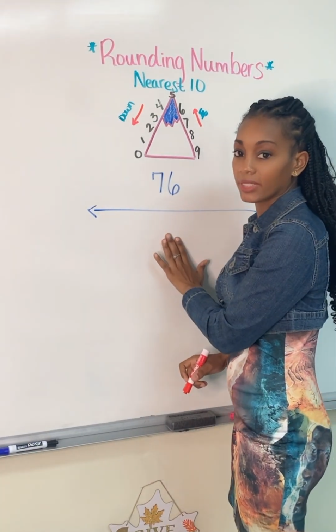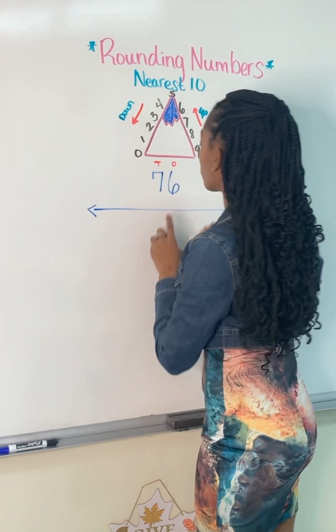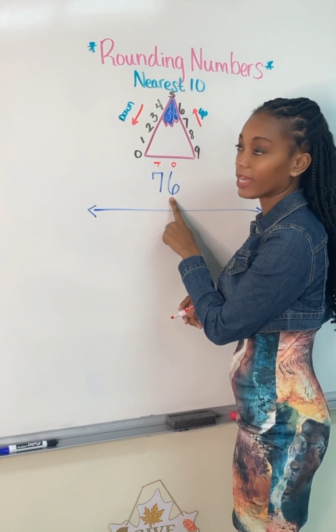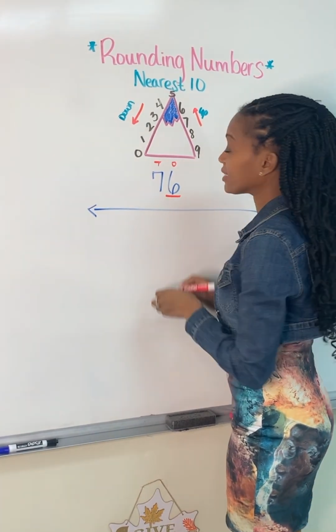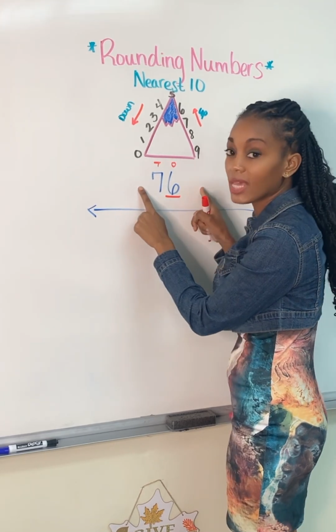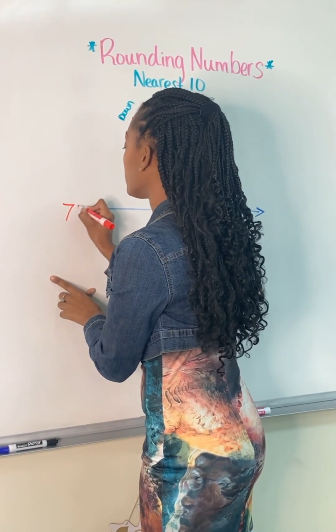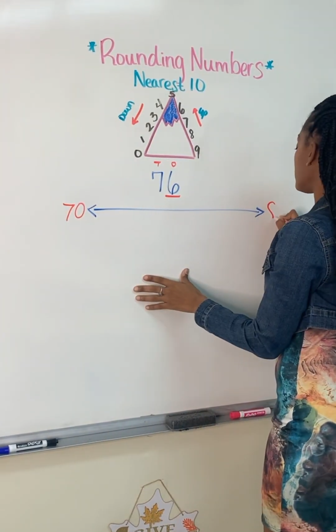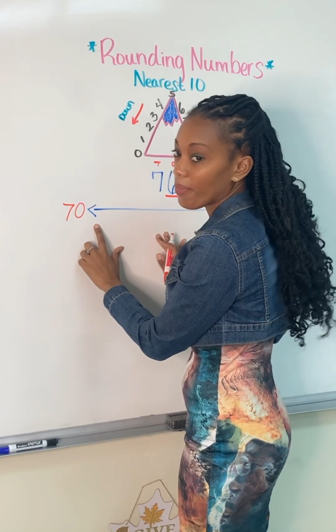Now look at the number 76. Again, we are only concerned with the number that's in the ones place because we are rounding to the nearest 10. The number in the ones place is 6. I'm going to then ask myself, which two tens does 76 come between? That's going to be 70 and 80. I'm then going to put my numbers on the number line.